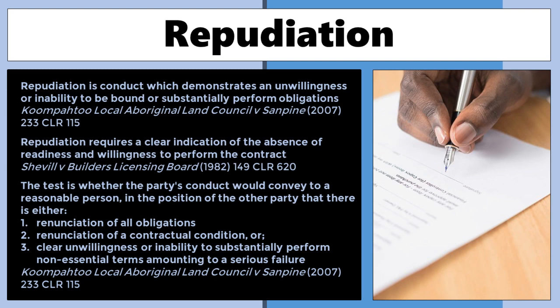Okie dokie. So those first two areas that we've looked at, these two broad umbrellas: discharge through performance, which is doing what they say they're going to do, plus a couple of little exceptions to that. Then you've got discharge through breach, where one or sometimes both sides have not done what they said they're going to do. In both of those situations, you've got rules to work out how and where the contractual obligations ended up.